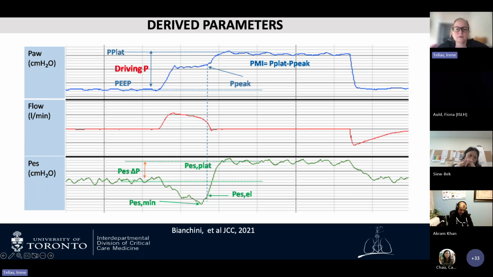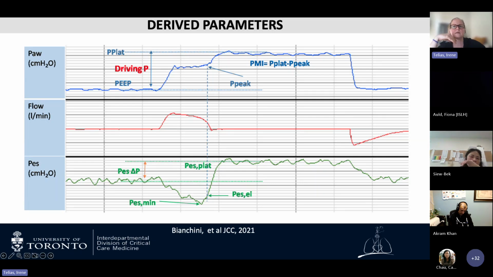So this is a different parameter that we can use to measure, called pressure muscle index, or PMI, okay? What is PMI? It is the difference between the peak pressure, or the airway pressure at the end of insufflation, and the airway pressure once the respiratory muscles have relaxed and that pressure has been transmitted to the airways, okay?